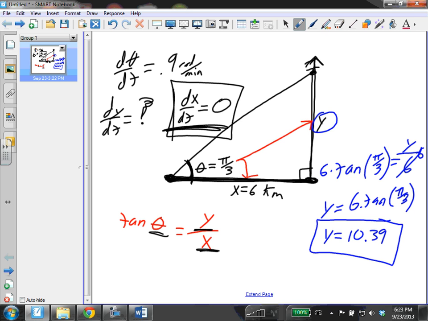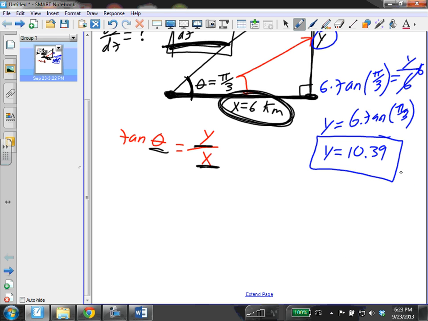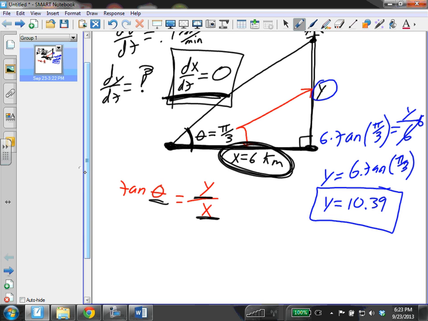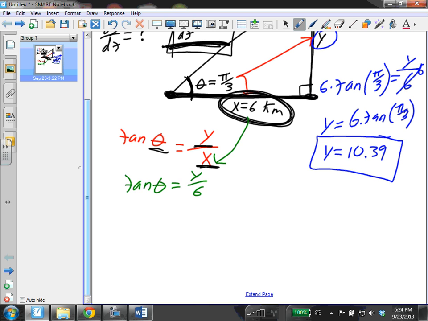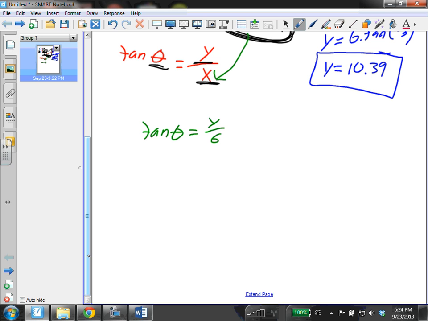So since dx/dt equals 0, we can take this value for x, since it's going to remain constant as we work the problem, and plug it in right now. Remember, only if the rate of change is equal to 0 can you plug in a constant before you take your derivative. So tangent of theta should be equal to y over 6, simply plugging in the 6 for the x, and that is how we get this equation. And now we're going to take our derivative.